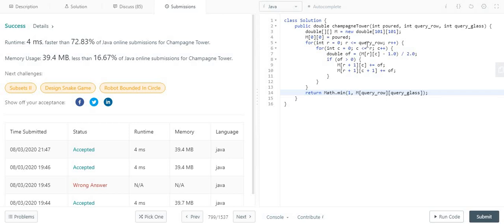Basically this is big O of query row into query row, that is query row square. If we consider n equal to query row, it is big O of n square as the time complexity. The space complexity is again the same, because here we are defining a two-dimensional matrix of size 101. It is a kind of fixed one, but we can consider it as big O of n square. So that's it for now.